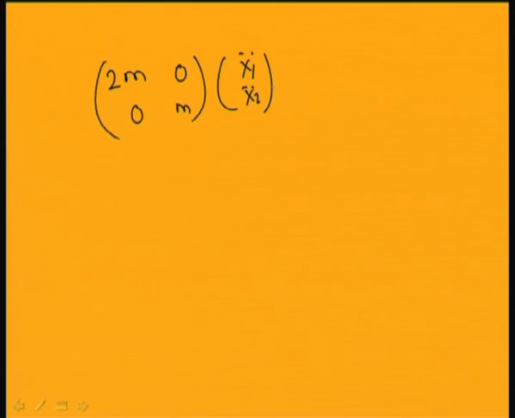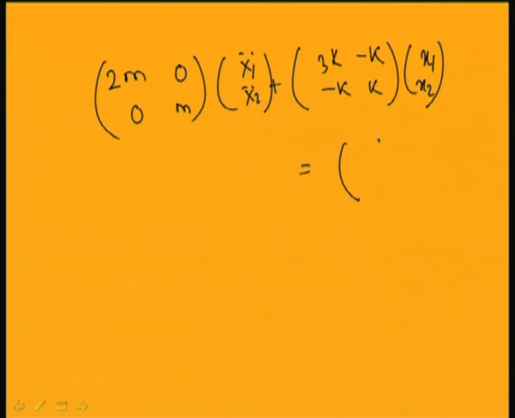So, let us take this spring mass damper system and write this equation. Let this be 2m, 0, 0, m times x1 double dot, x2 double dot, plus 3k, minus k, minus k, k times x1, x2. Let the second mass be subjected to a force F2 sin omega t. So, this is equal to 0, F2 sin omega t.